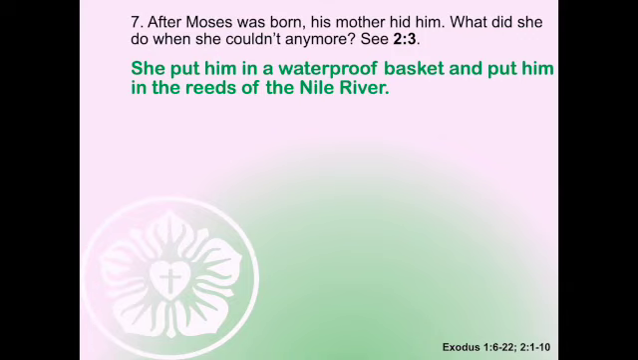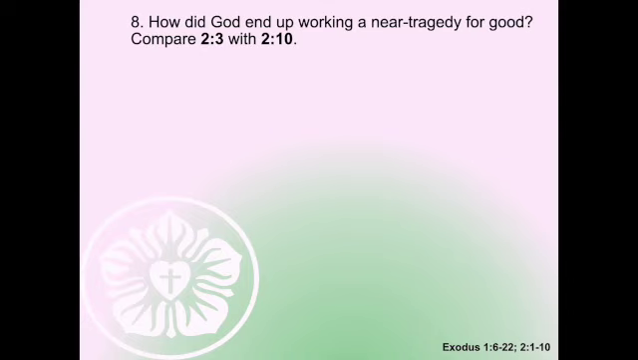All right, so number 8. How did God end up working a near tragedy into something good, especially if you compare verse 3 with verse 10? And we'll talk a little bit about what's going on here with Miriam and her request. So how did it end up in verse 10? Let's start there, and then we'll work our way backward from there.